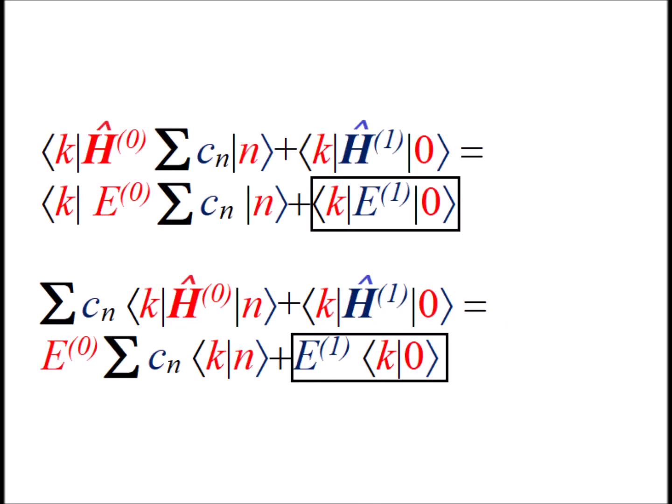For the fourth expression, we have this particular integral shown in the box, k e1, 0. We can pull the e1 in front, and then we have the integral of k with 0. Now, because of orthogonality, this is going to be 0 unless k is equal to 0. But our initial assumption is, in this case, that k is not equal to 0. So this expression disappears, is equal to 0.